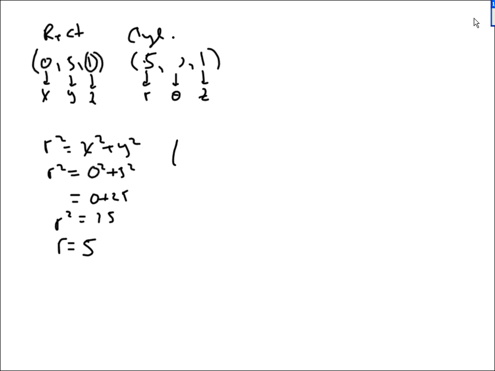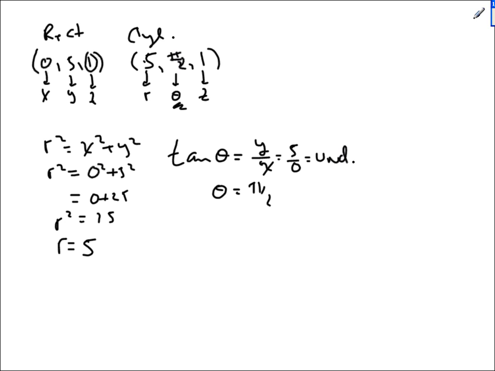Now I want to find theta. The tangent of theta is y over x, and I have y and x. It's 5 over 0, which is undefined. The tangent of some angle is undefined at pi over 2. Theta is pi over 2.